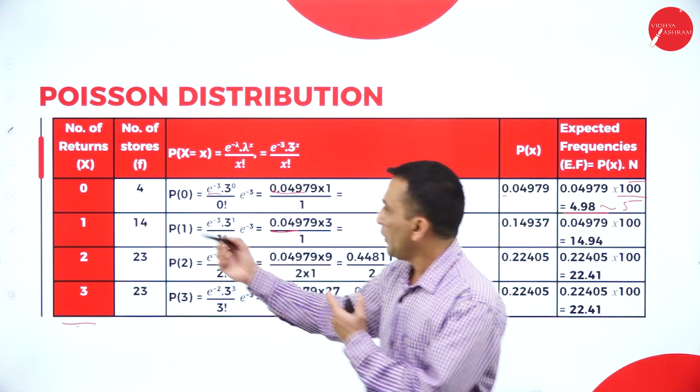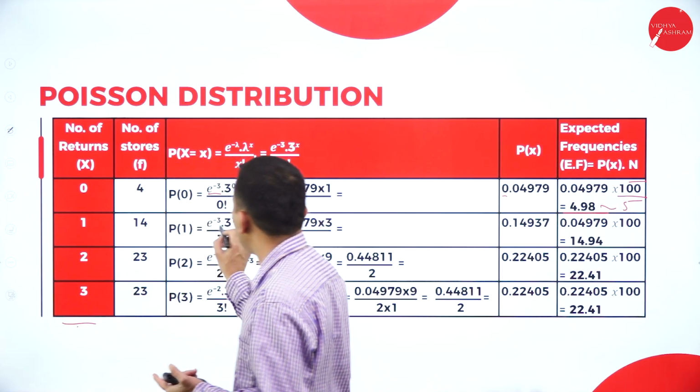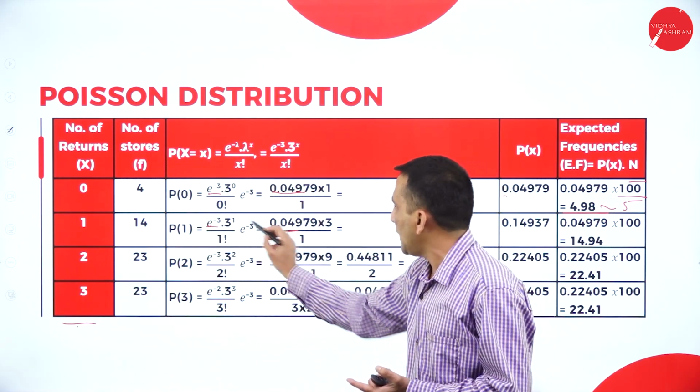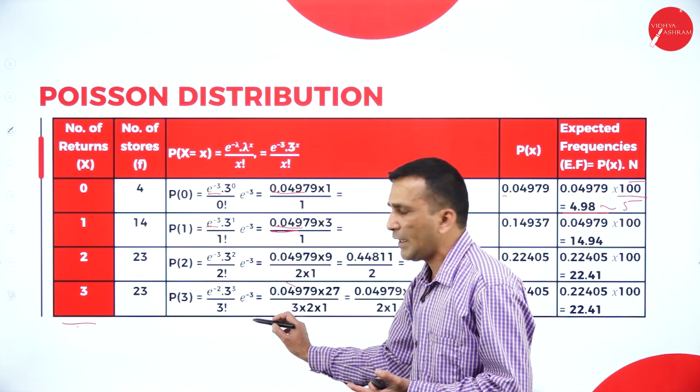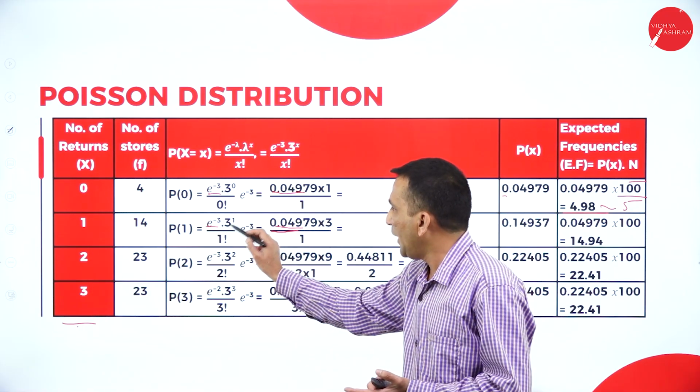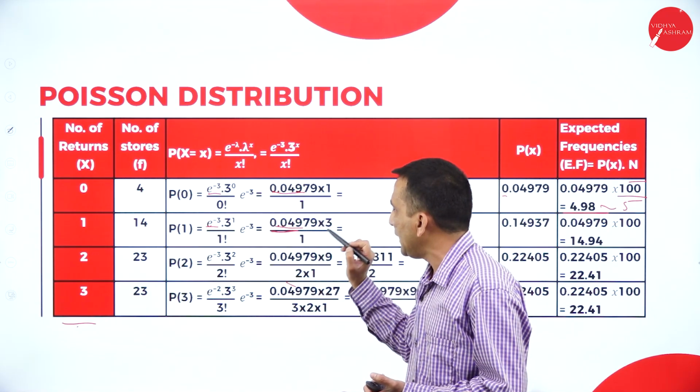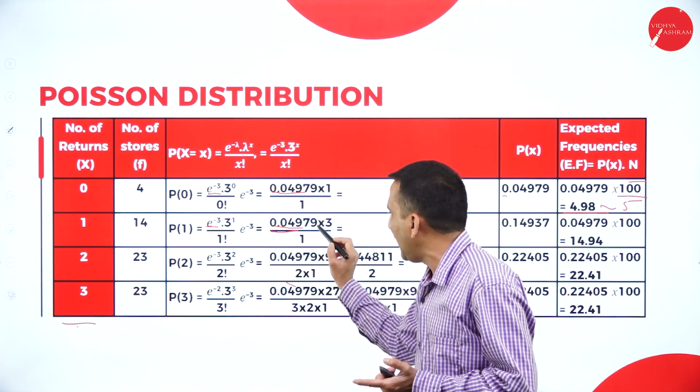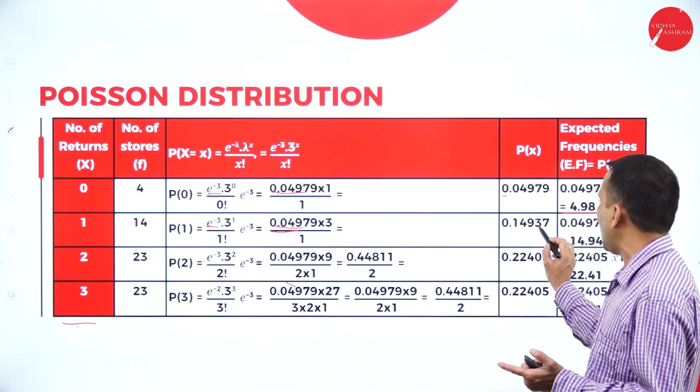Okay, so moving to the next variant, 1, we write the constant value for all Poisson variants. So 3 to the power of 1 means we write 3. 1 factorial means 1. If you multiply, we are getting 0.14937.